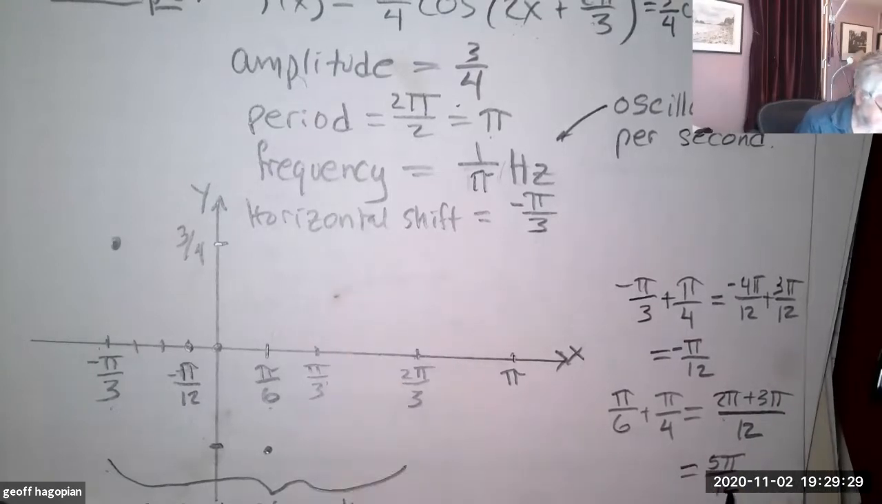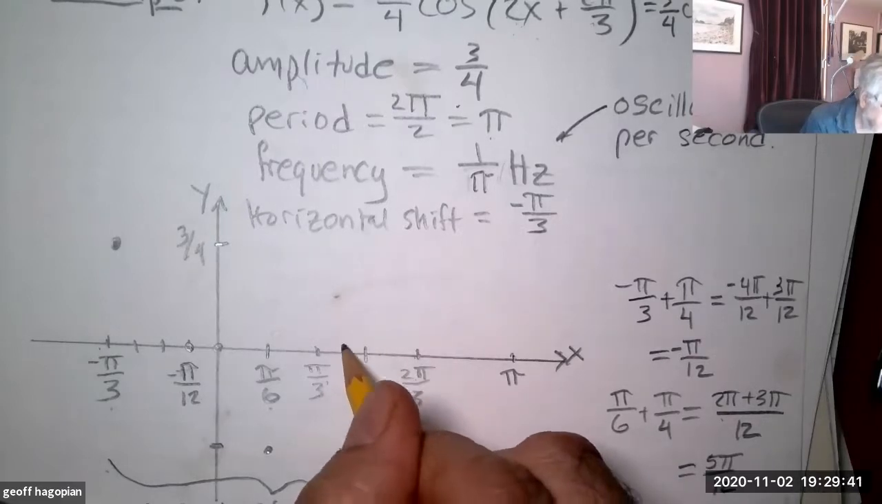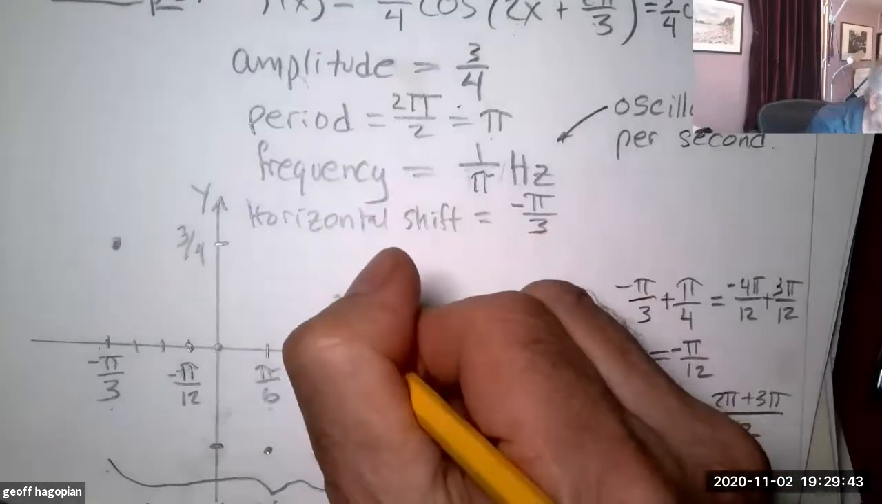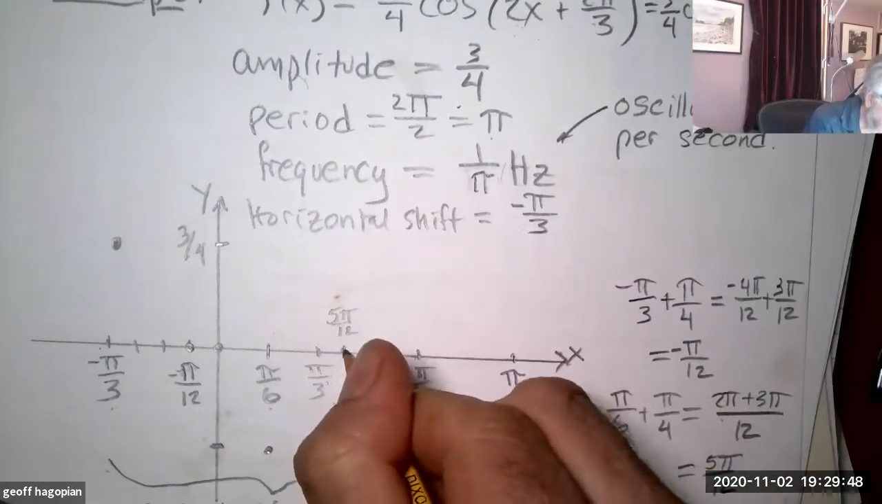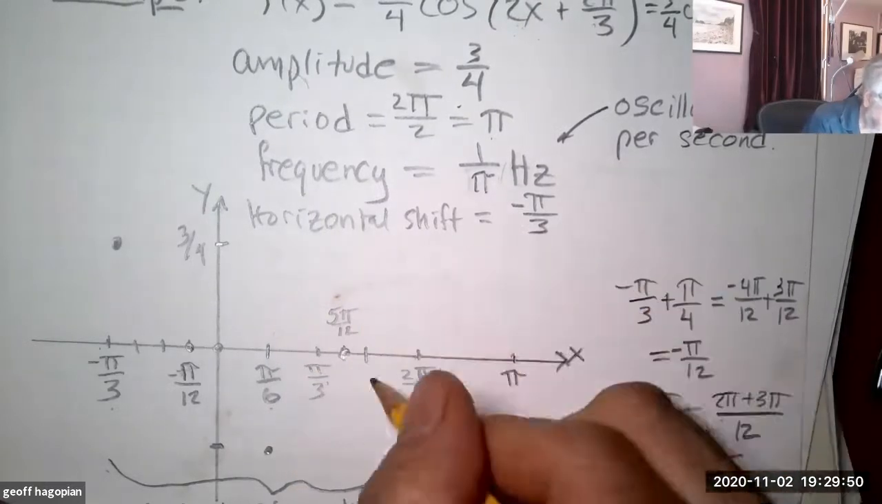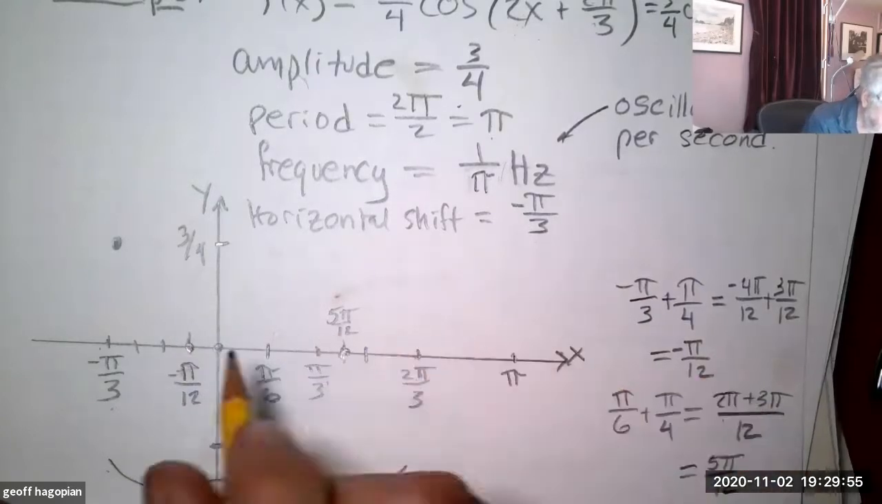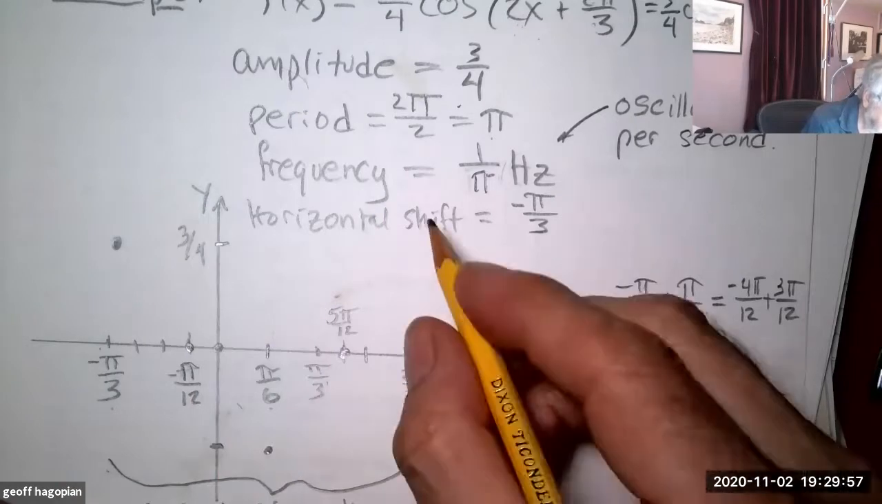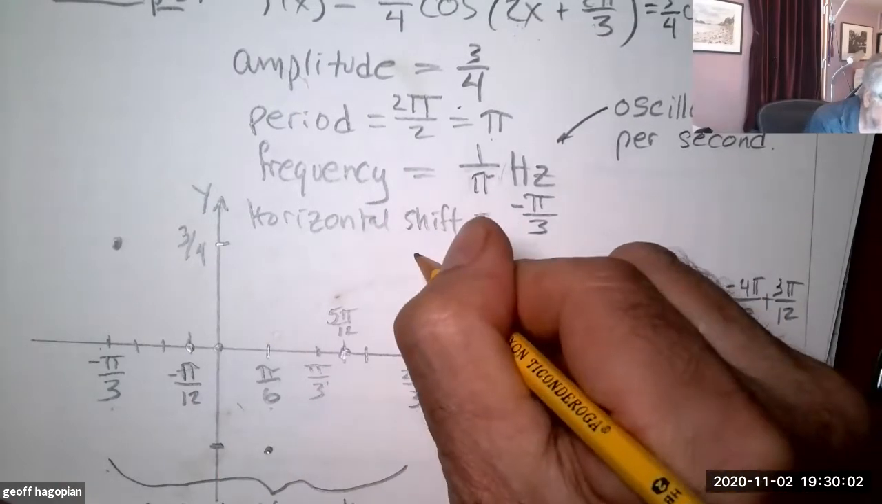And where is 5 pi over 12? Well, this is 4 pi over 12. This is what, 8 pi over 12? So this is 6 pi over 12, and 5 pi over 12 would be right here. And then we'll be back at equilibrium. And then this distance is going to be, so we have quarter wavelengths, right? 1, 2, 3, 4. The last quarter will take us to 2 pi over 3, right? We'll be back where we started.